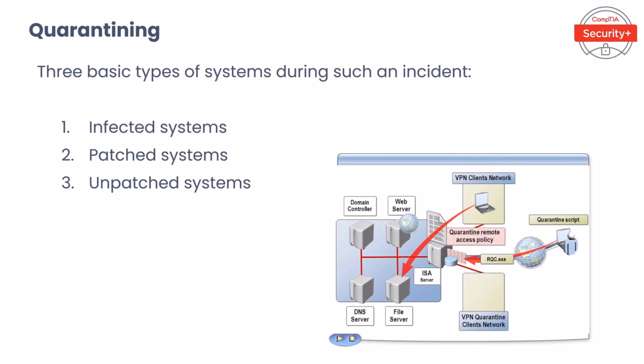This means that there are three basic types of systems during such an incident. The first one is an infected system. It could be a patched system. It could be an unpatched system. Infected systems should be isolated and malicious files quarantined. Unpatched systems should be attended to in parallel, right? You essentially need to inoculate them against the malware by ensuring that endpoint security solutions are updated and patching the systems if a patch is available.